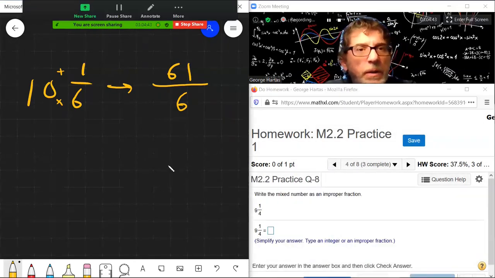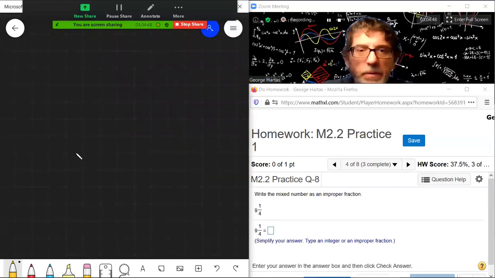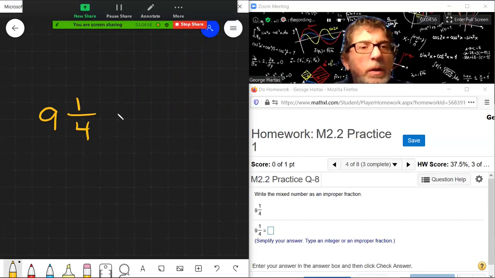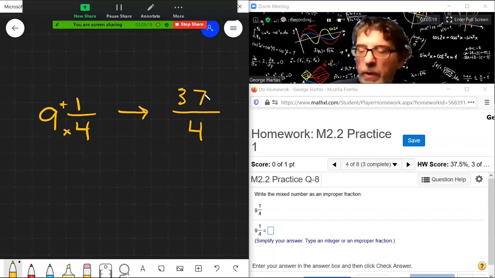All right. Let's try one more here. 9 1/4. What does this convert to as an improper fraction? Well, the denominator is going to stay the same. We're going to multiply these two numbers. 4 times 9 is 36. Plus 1 is 37. 37 over 4.